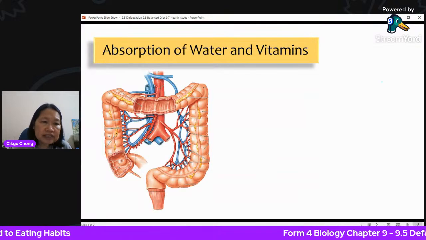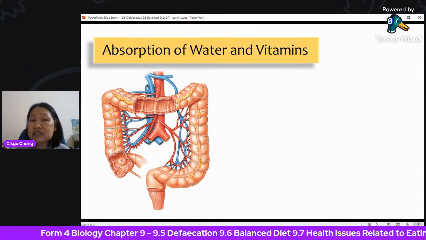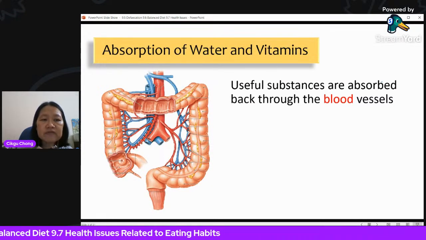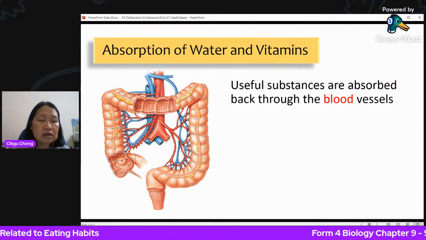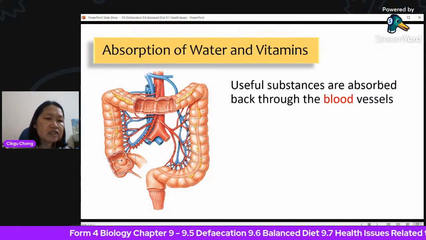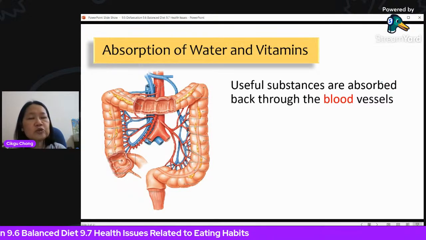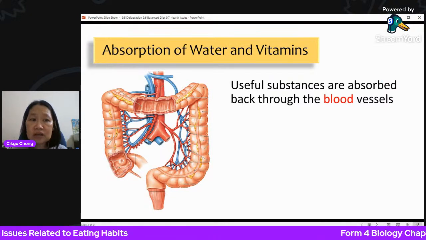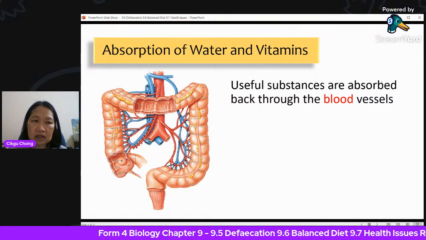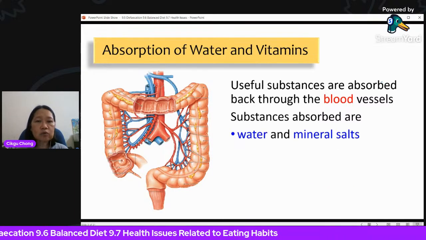Okay, absorption of water and minerals. You will see actually there's a lot of blood supply. Where does this water and mineral go to after it's absorbed? Actually, it's absorbed through the blood vessels. You can see very clearly here, a lot of blood vessels are connected to the colon or the large intestine. As the substance moves along the ascending colon, transverse colon, and descending colon, the water and vitamins move into the blood vessels. You can see the red and the blue, all these are blood vessels. The substances absorbed are carried back to the heart to be circulated, to be used. The substances absorbed are water and mineral salts.